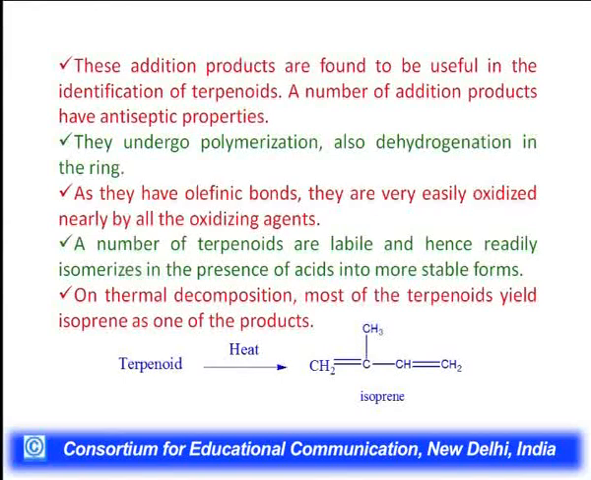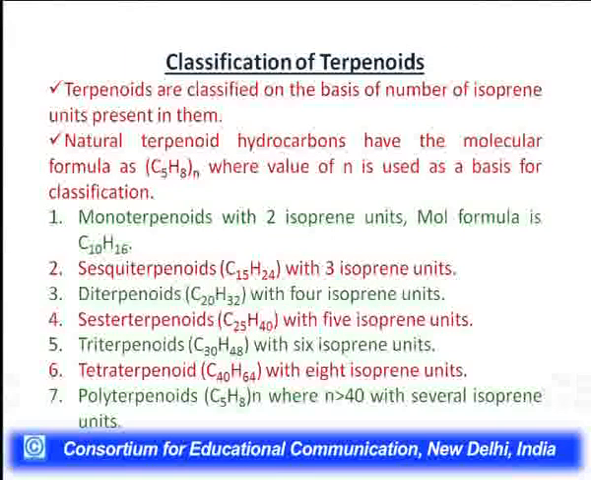They undergo polymerization, and also dehydrogenation in the ring. As they have olefinic bonds, that is double bonds, they are unsaturated and are very easily oxidized by nearly all the oxidizing agents. A number of terpenoids are labile and hence readily isomerize in the presence of acids into more stable forms. On thermal decomposition, most of the terpenoids yield isoprene as one of the products. So it states that all the terpenoids contain the isoprene unit as the monomeric unit.